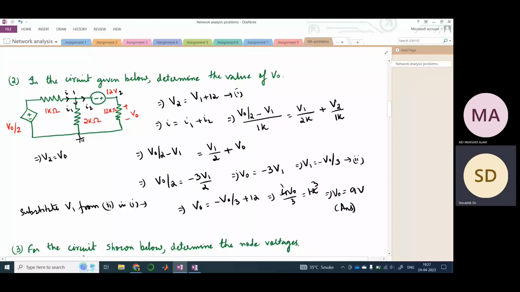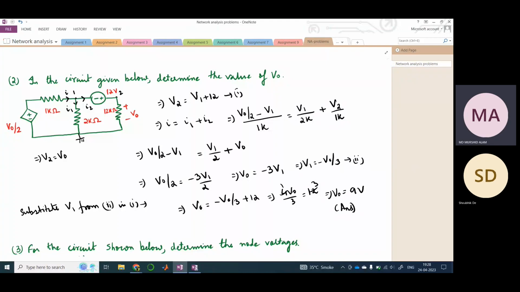This is where we apply the concept of super node, because here we didn't get a numerical value of V0. We were getting a relation between V0 and V1. However, using the concept of super node, we were also getting a relationship between V2 and V1, right? So if we use this, we get a value of V0. So this is how you solve this kind of problem. Okay, I hope this is clear.